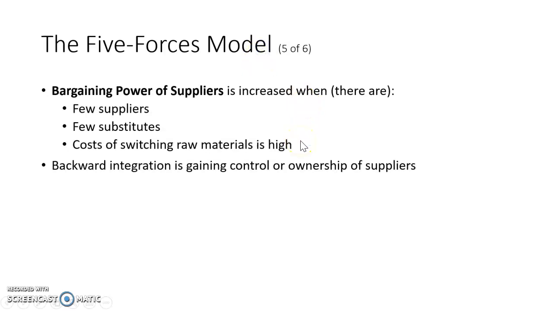Okay, bargaining power of suppliers looks at how much control our suppliers have over our prices. And so this increases when there are fewer suppliers, meaning they have more advantage. They can kind of set their prices at what they want. There are fewer substitutes, or the cost of switching materials or switching suppliers is high. And so sometimes what companies do to decrease this force a little bit is called backward integration, where they actually gain control or buy their suppliers so that they control their supply chain.